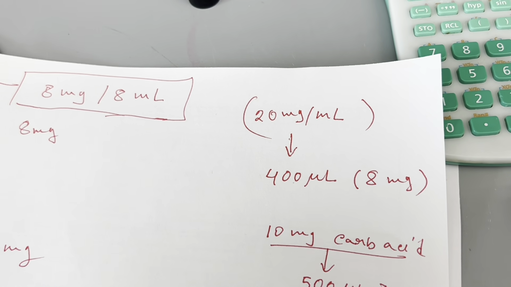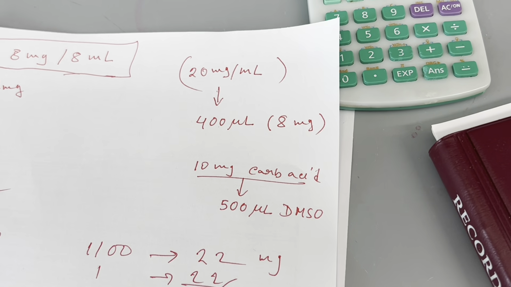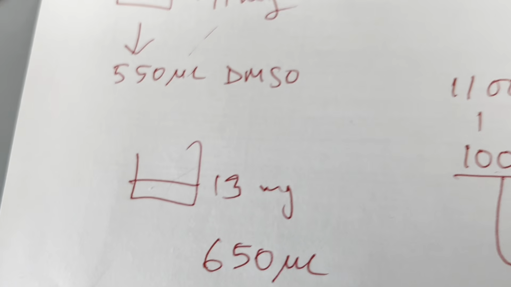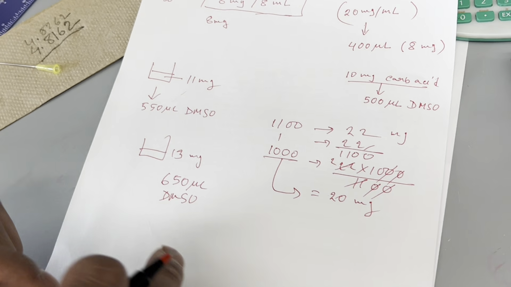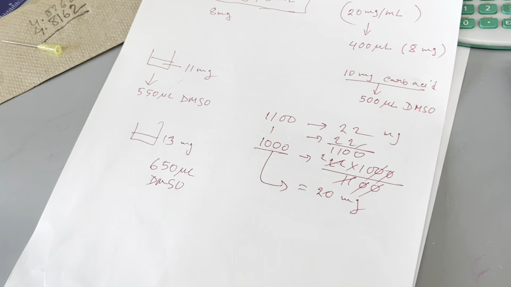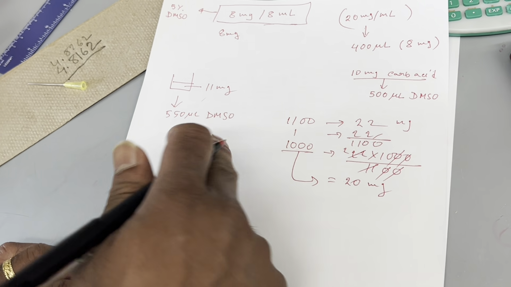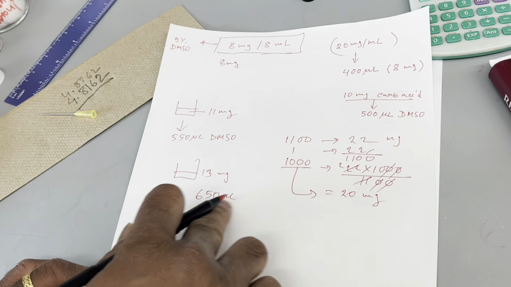That milligram will be your final compound. To begin with, it's just solid, or a sticky liquid. We put in whatever, DMSO, and dissolve it. From there, whatever the solution you're taking, if it is 13 milligram, make 650.